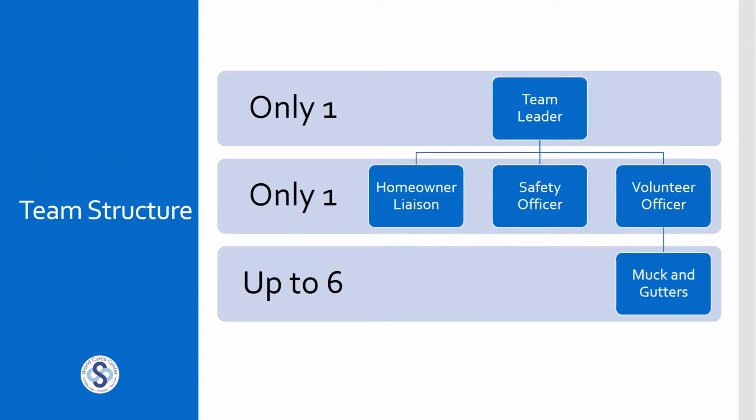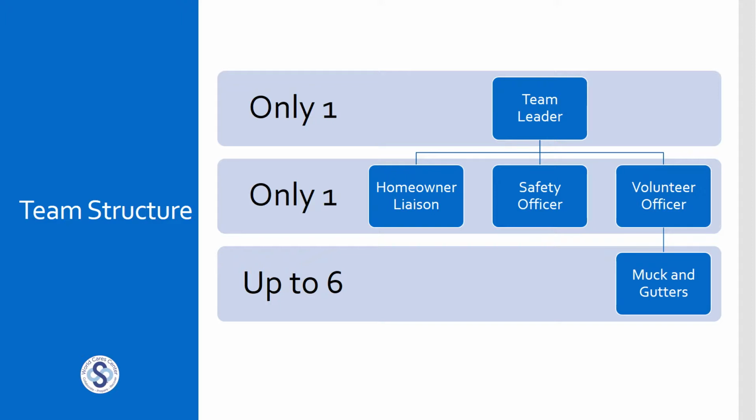We start by structuring our team using the incident command system and one of their most common tools, an incident command chart. As you can see here, we have one team leader, and beneath that team leader, we have a homeowner liaison, a safety officer, and a volunteer officer. That volunteer officer is managing up to 6 muck and gut volunteers.